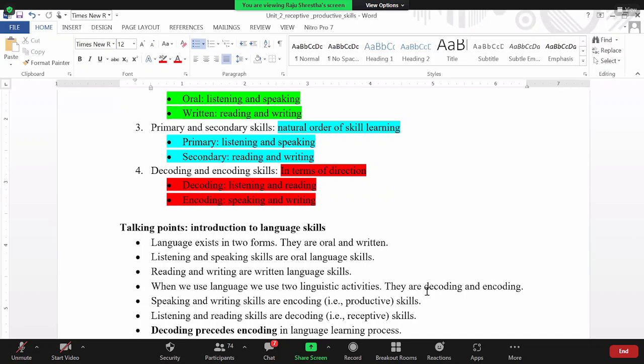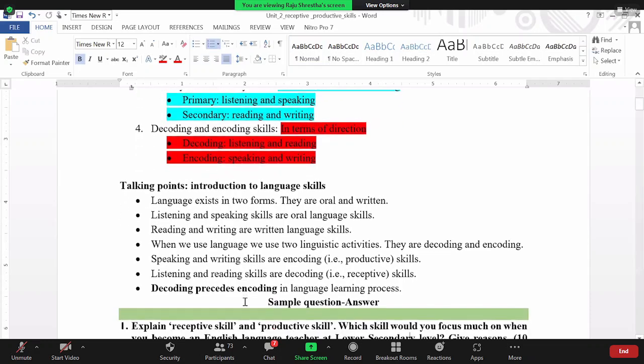This is what listening and reading are. Encoding means when we express, when we produce, and this is what speaking and writing are. So speaking and writing skills are encoding skills. When we produce something, that will be encoding. When we receive or understand, we recognize, that is what decoding is.